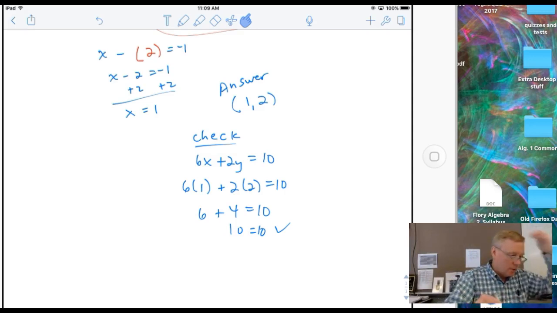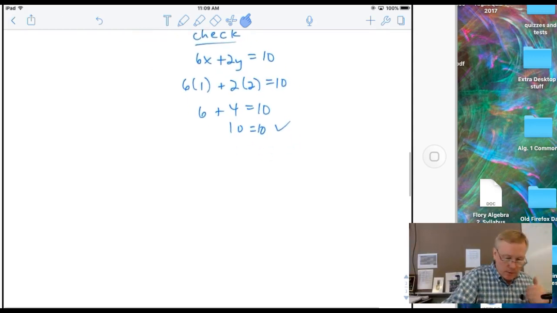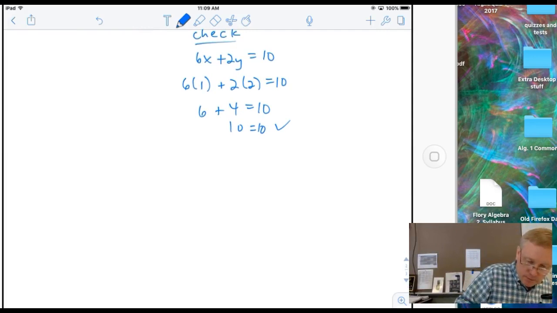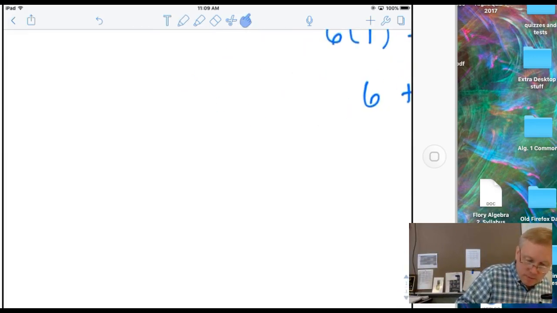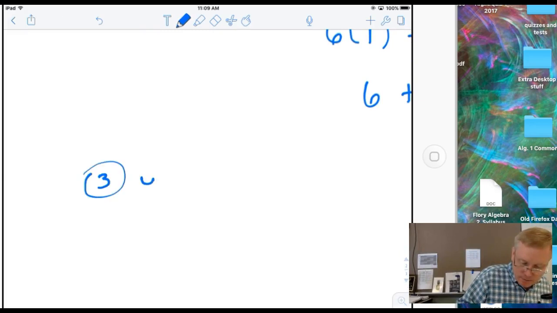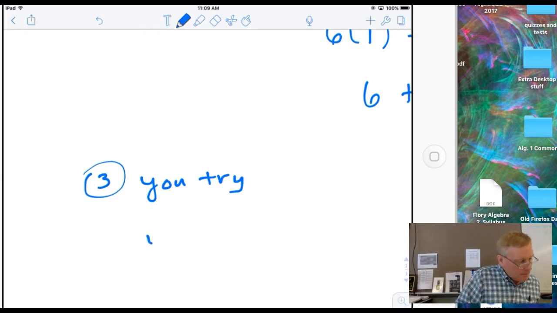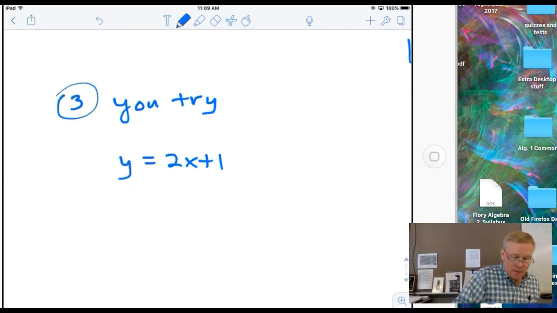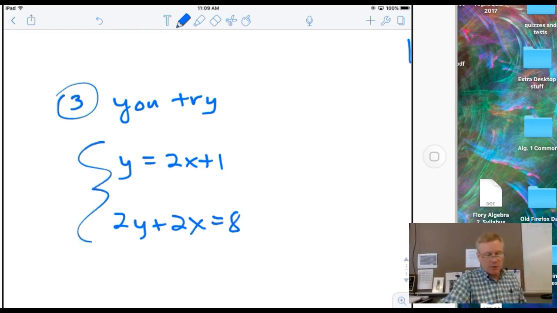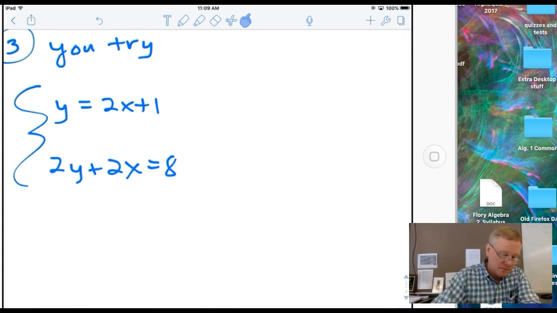Number 3, why don't you try this one? All right, so I got y equals 2x plus 1 and 2y plus 2x equals 8. Okay, you try that. Hit pause, see if you can do it. Feel free to look back at the steps. Maybe those will help you. And then come back when you're done.